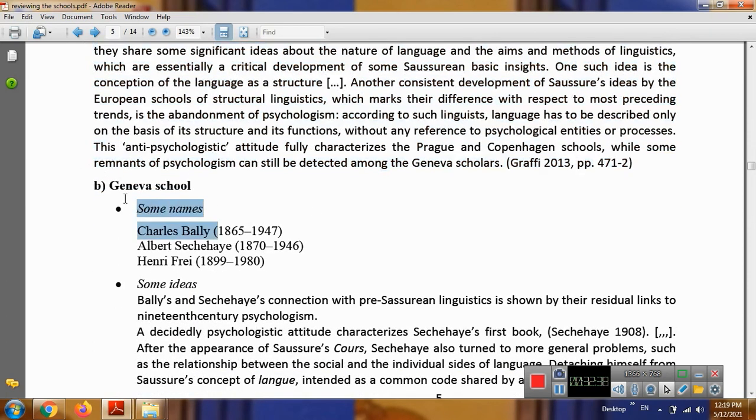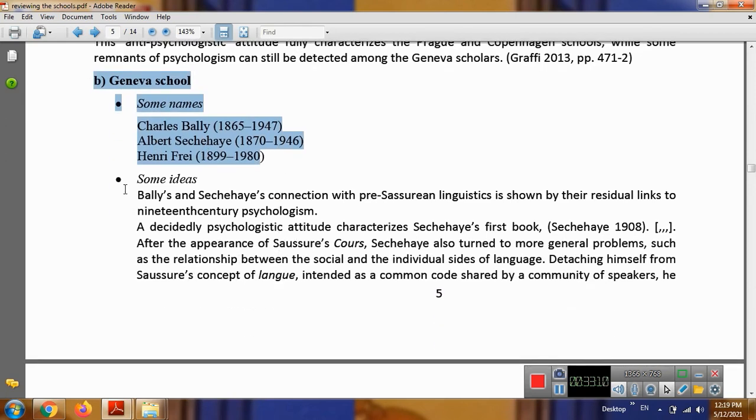Geneva School, some names. Charles Bally, 1865 to 1947, Albert Sechehaye, 1870 to 1946, Henri Frei, 1899 to 1980. Okay, some names in the Geneva School: Bally, Sechehaye, and Frei. Bally and Sechehaye were Saussure's students.